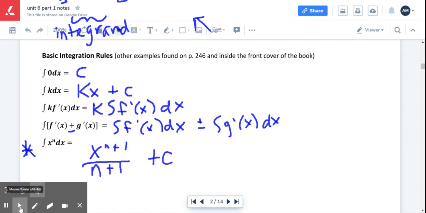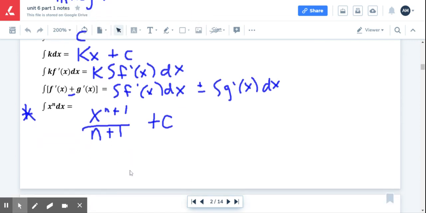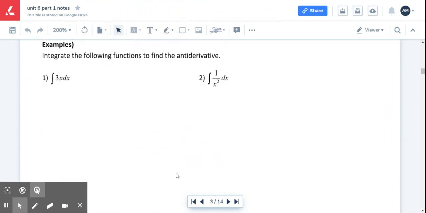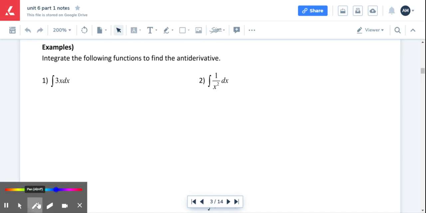So if you think about this, when we take a derivative, you bring your exponent down in front, and then you subtract 1 from the exponent. This is just the opposite of that. So let's look at some examples here.